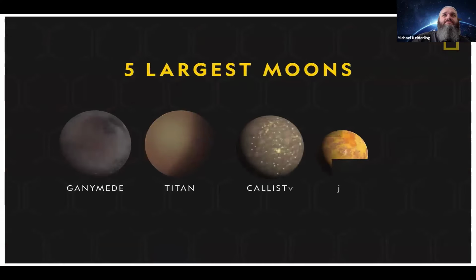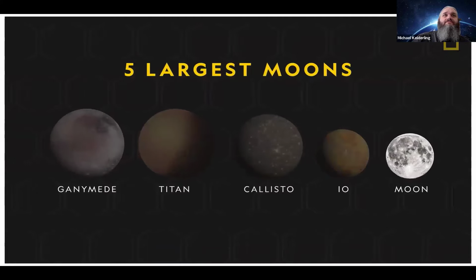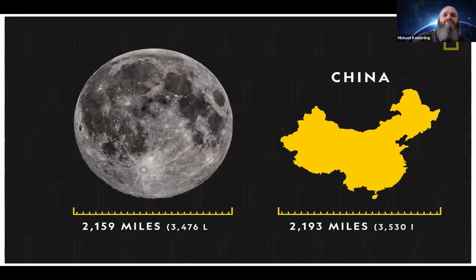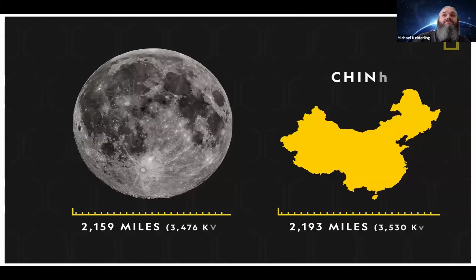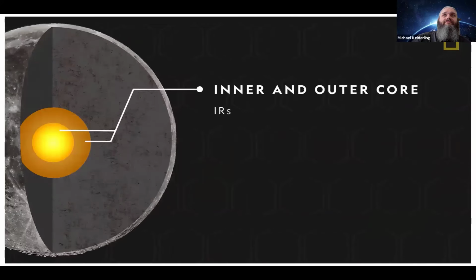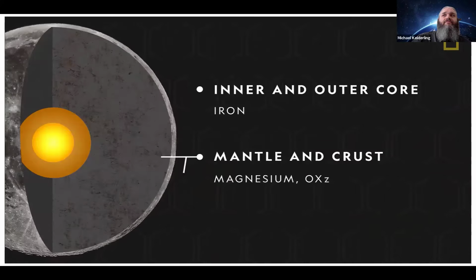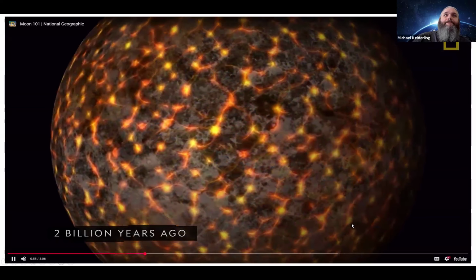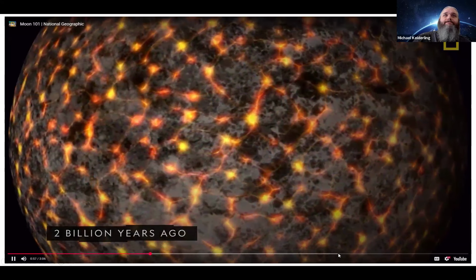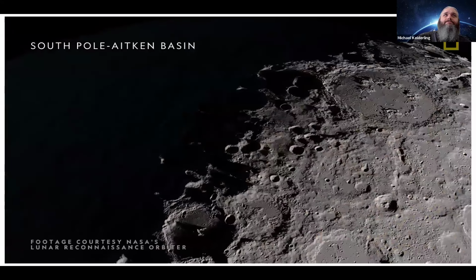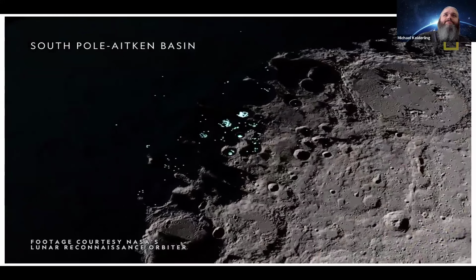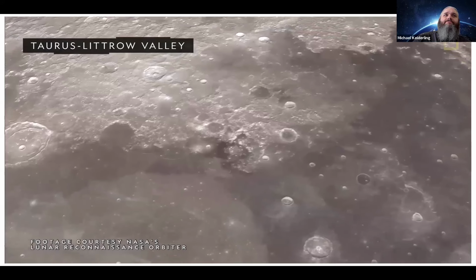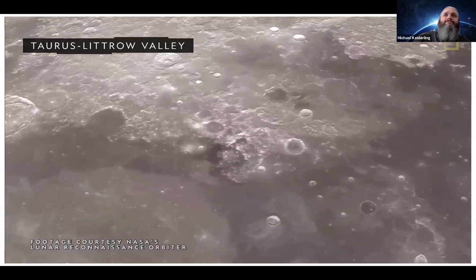The Moon is the fifth largest natural satellite in the solar system, with a diameter just under the width of China. It's composed of an iron-rich core, plus a mantle and crust containing minerals made of magnesium, oxygen, and silicon. The Moon's surface was once geologically active and covered in an ocean of magma. But today, apart from traces of water ice, the surface is completely covered in dust and rocky debris.